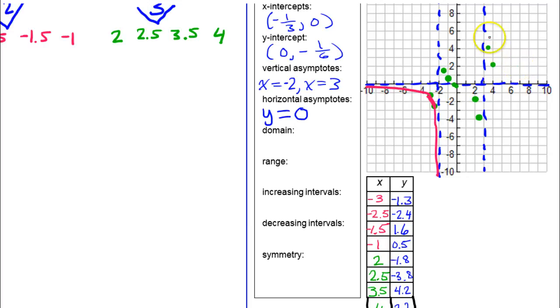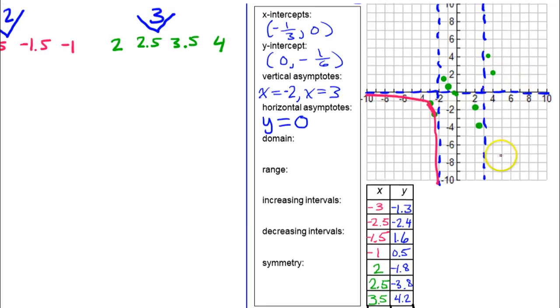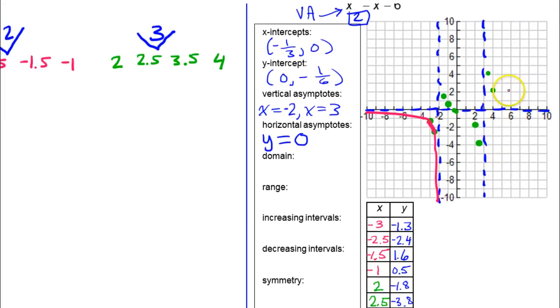Similarly, these 2 dots over here in the upper right hand corner are doing the same type of thing. I know that it's got to approach the horizontal asymptote, so it's going to be going like this. And I know that it's going to approach the vertical asymptote, so I know it's got to go like this. So that's what's happening over there. And it's disappearing again.